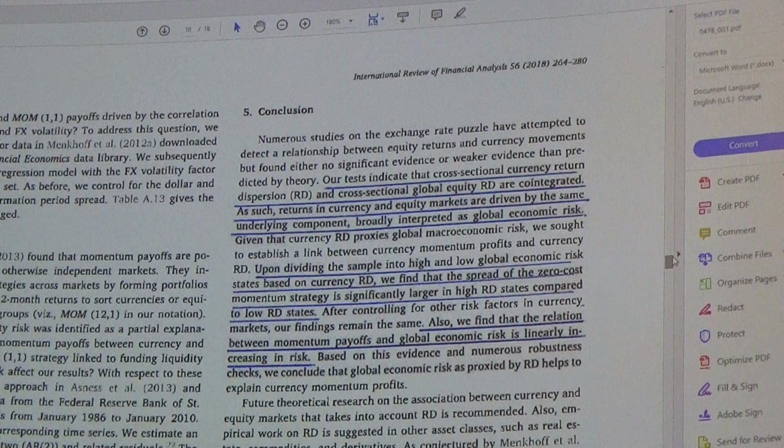Upon dividing the sample into high and low global economic risk states based on currency return dispersion, we find that the spread of the zero-cost momentum strategy is significantly larger in high cross-sectional return dispersion states compared to low cross-sectional return dispersion states. We also find that the relation between momentum payoffs and global economic risk is linear, increasing in risk.